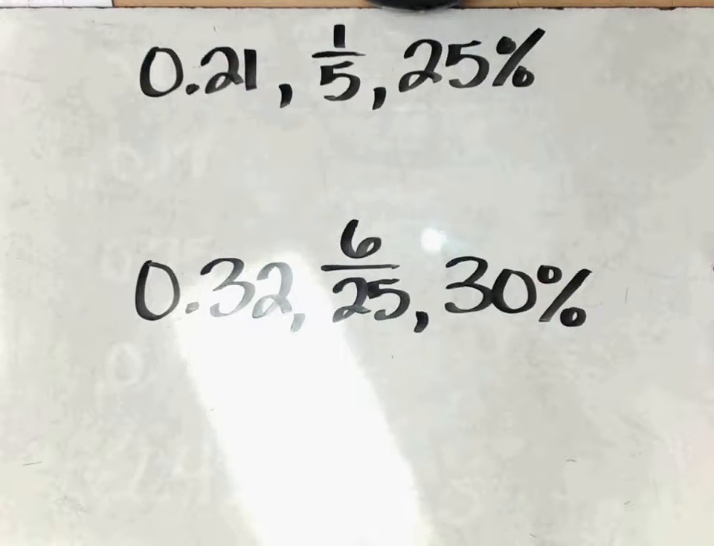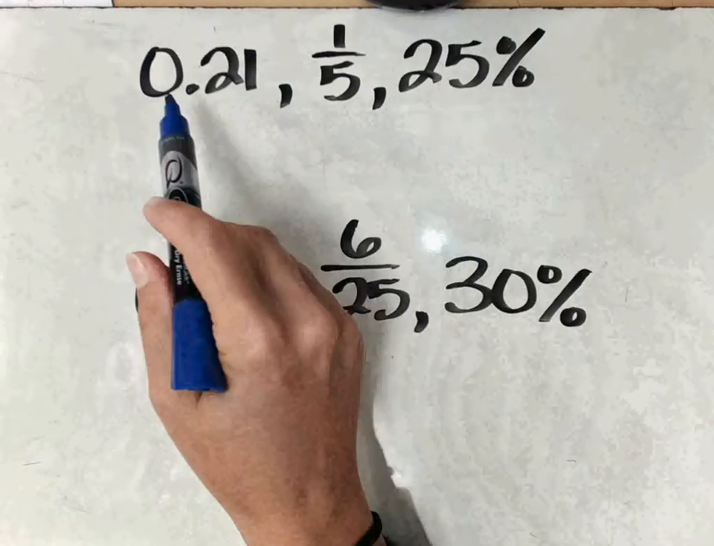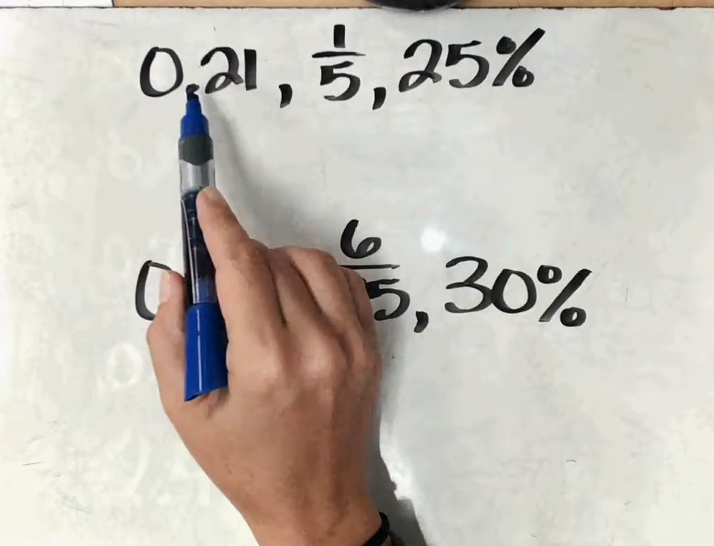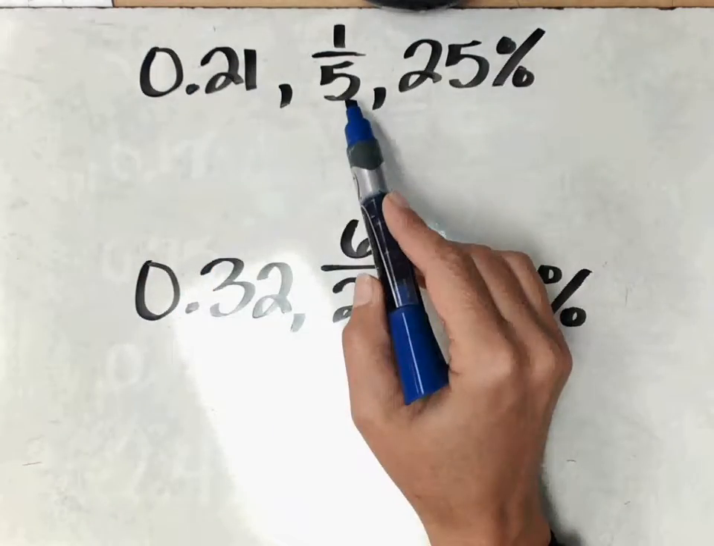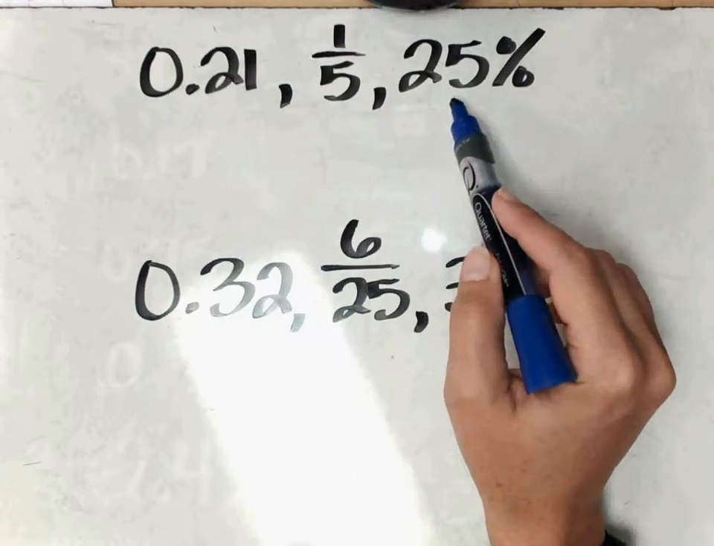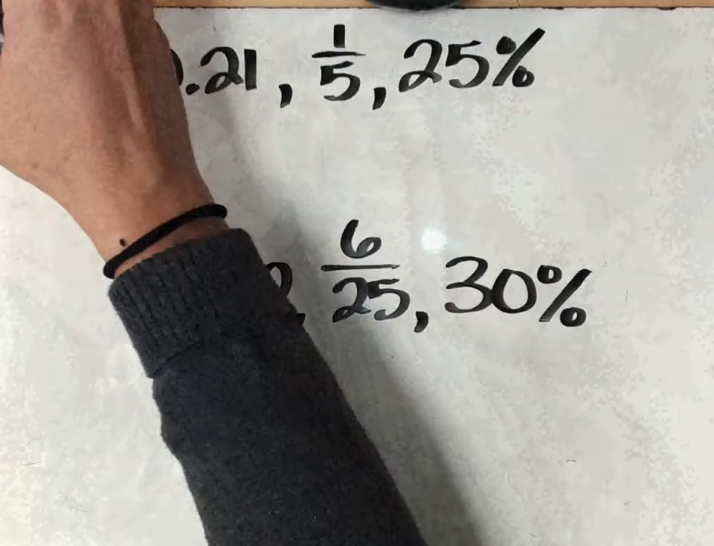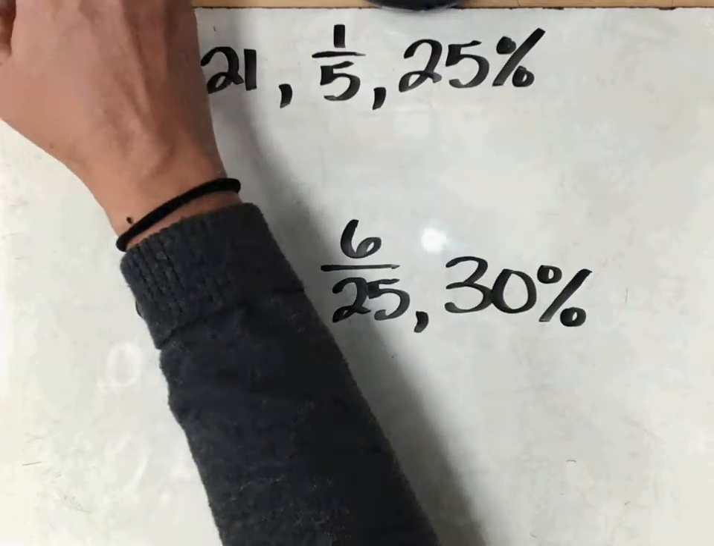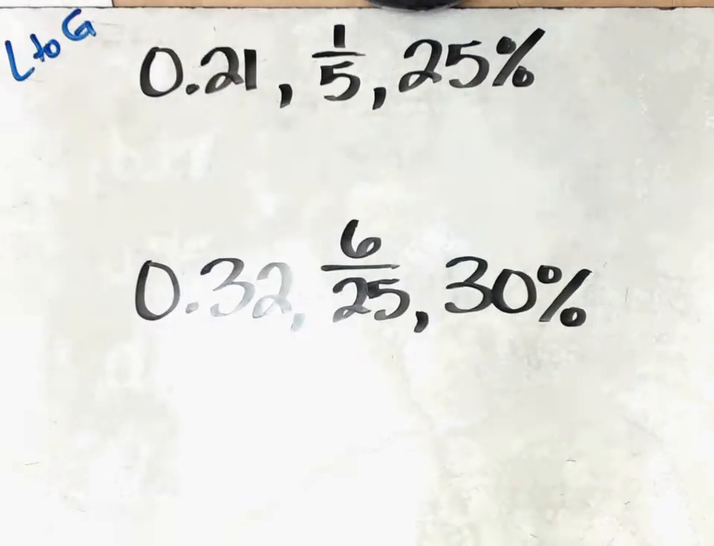Now that you know all of your conversions with fractions, decimals, and percents, you're going to be able to order and compare the fractions, decimals, and percents. So like in our first example here, we have a decimal, 21 hundredths, a fraction, 1/5, and a percent, 25%. And we want to put them in order, least to greatest, okay?